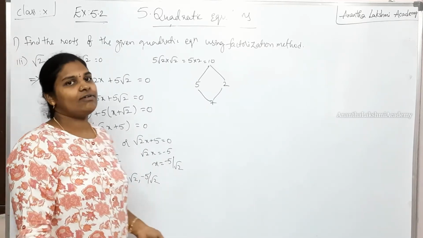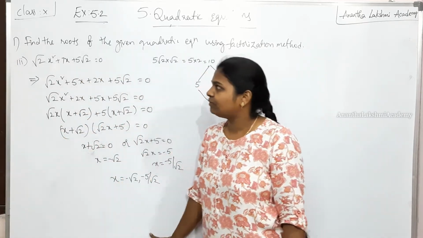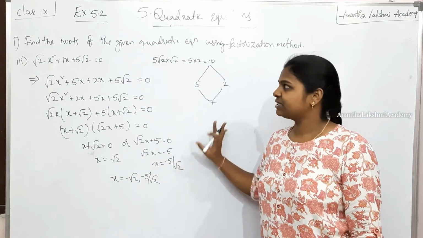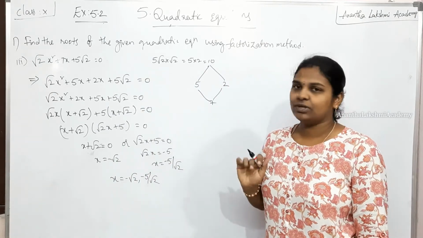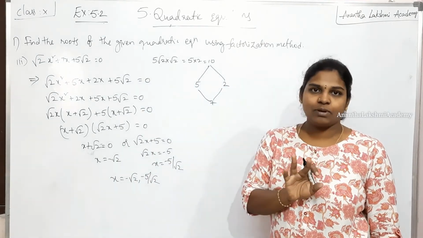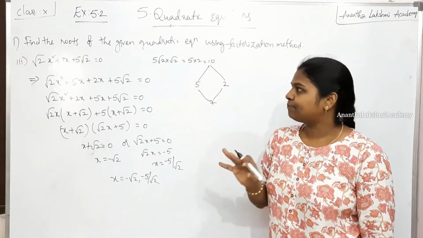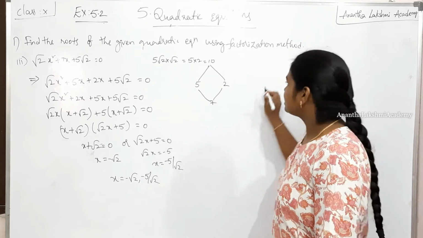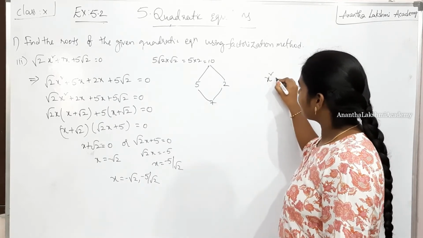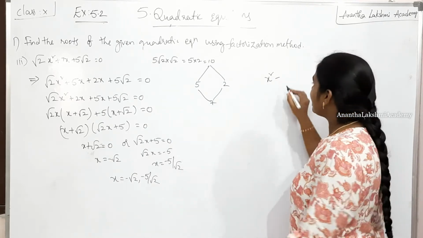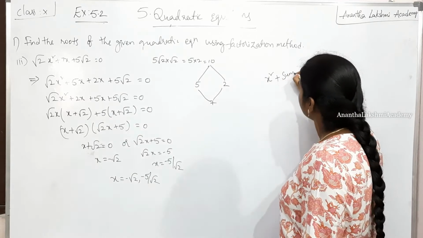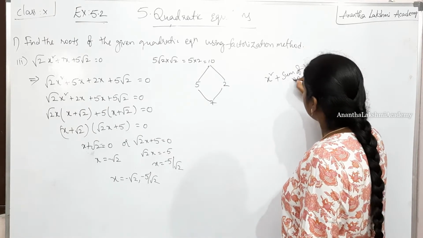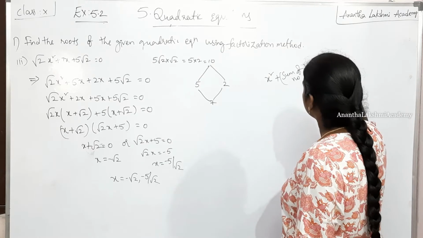Alright, this is how we should be solving all the quadratic equations in the first problem. Let's jump into the next problem. The second problem is based on the numbers wherein the sum of the numbers and the product of the numbers is given. As I told you in the introduction itself, right, the standard form is x square plus sum of the numbers multiplied with x plus product of the numbers.